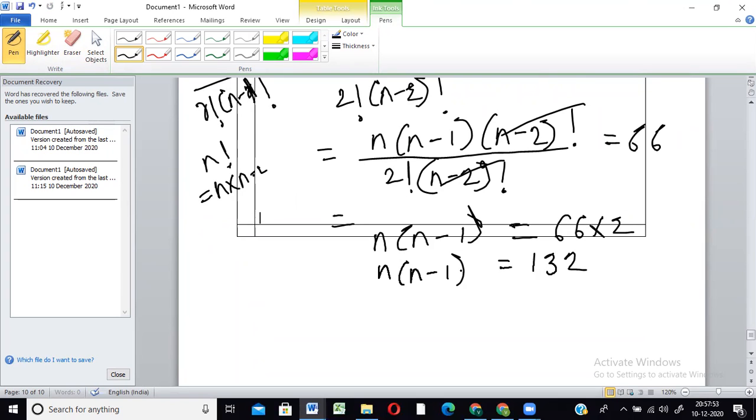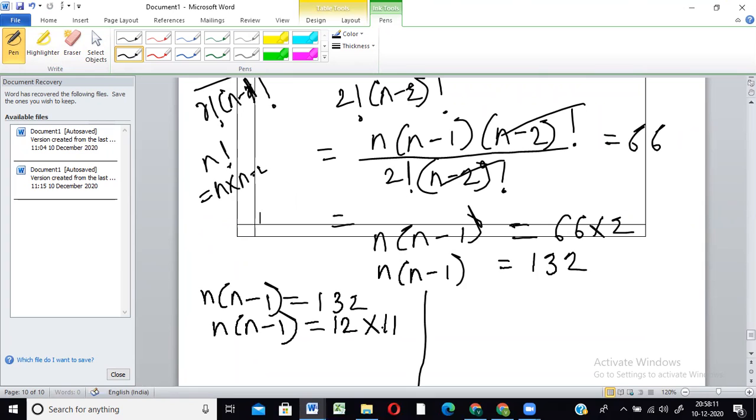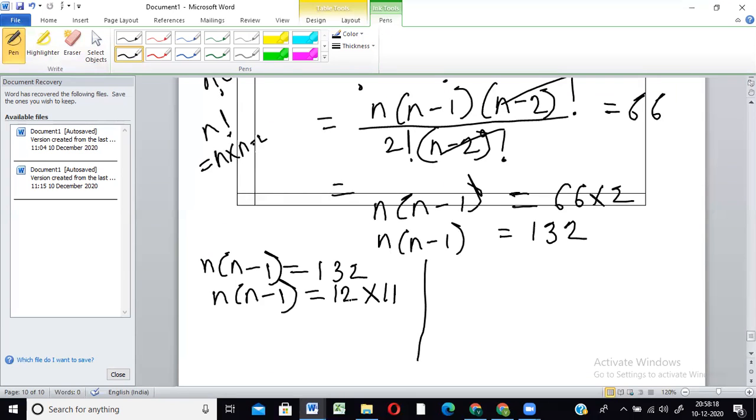Okay, so see, there are actually two ways of writing this. I will show you both the ways to find the value of n. n into n minus 1 is nothing but 132. So we can always write 132 like this, 12 into 11. This 12 into 11 product is actually equal to 132, but it should strike you. Because these are two consecutive numbers, back to back numbers, we can compare both the sides.